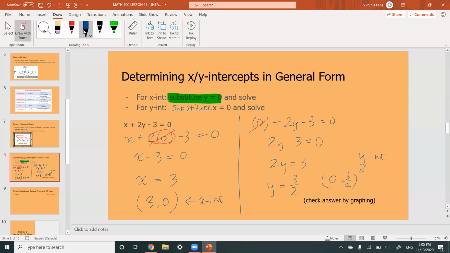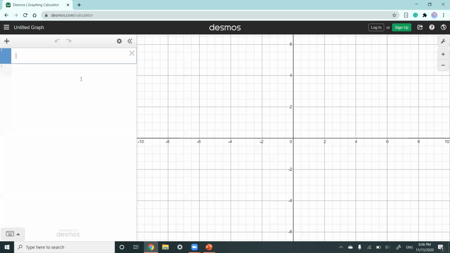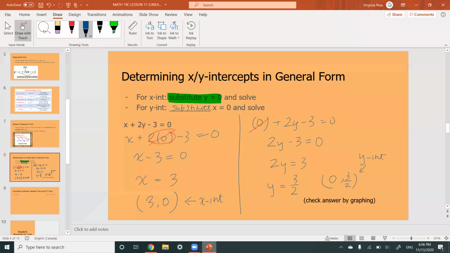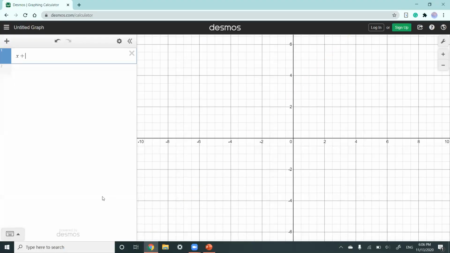So we can always check our answer by graphing out the equation on a graphing calculator, or in this case, I'll be using Desmos because I can't share my graphing calculator on the screen. So we had, what was it? X plus, was it 3y? I'll have to double check. Oh, x plus 2y minus 3. Okay. X plus 2y minus 3 is equal to 0.